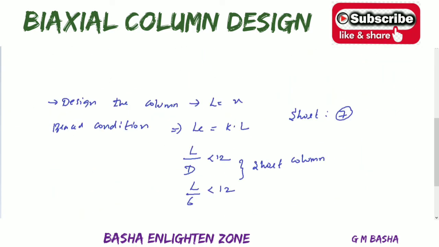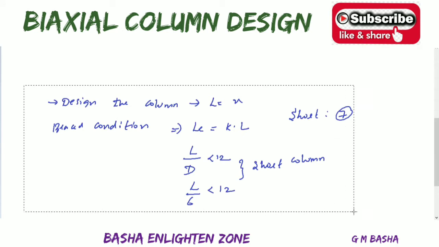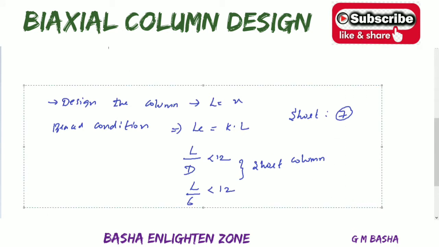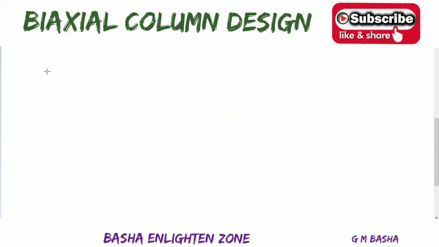Then see here, like in the previous examples, we used to solve this type of examples based on the SP16 charts. Otherwise, there will be lengthy calculations using the IS 456, which is very complicated, using the IS 456 2000 code. Therefore, we are using here the SP16 special publication charts, which have some interaction diagrams. Based on that, we have to solve these examples.